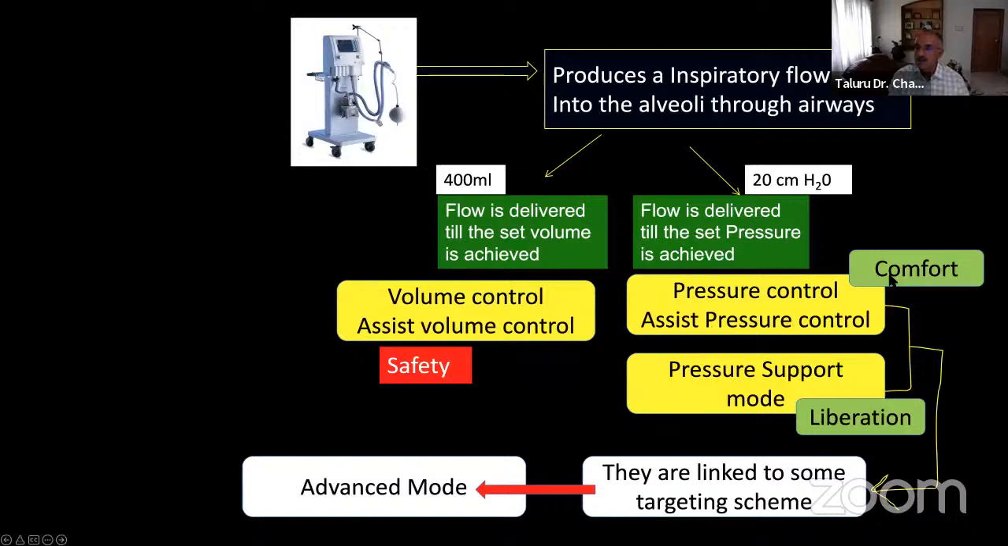Then the concept of comfort and liberation comes. Whenever we come to comfort and liberation, we always go with pressure control and pressure support. And when the patient doesn't have interaction, you don't require any advanced modes. There is nothing to do there. So when safety is there, volume control. When you want patient interaction, where comfort and liberation become a primary goal, then we have some target schemes and advanced modes.